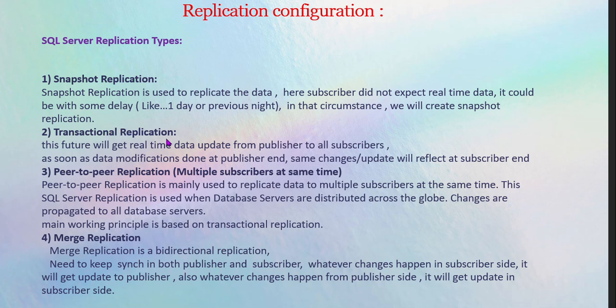The next point is transactional replication. This feature will get real-time data. Whenever a transaction is completed on the primary side, immediately that data will replicate to the secondary server. Transactional replication: you just understand the terminology. Transaction means transactional level. In the primary server, if one transaction is completed, then immediately the transaction data will replicate to the secondary server. Because of that, we call it transactional replication. Transaction to transaction, it will move to the secondary server. Understood? Yes, sir.